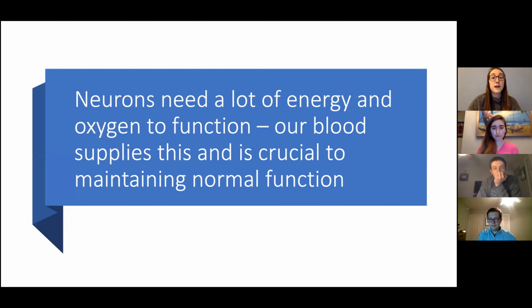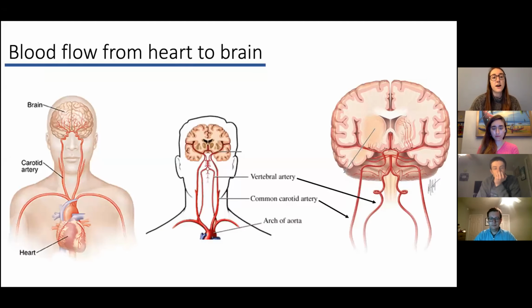So neurons, these workhorses of our brain, need a lot of energy and oxygen to function. And our blood supplies this and is crucial to maintaining this normal function. So here's how the blood gets from our heart to the brain. It starts in our heart, and there are two sets of vessels that carry it up to the brain. So our carotids, and those are what you might feel on the side of your neck for a pulse. And there are deeper ones called the vertebral arteries.